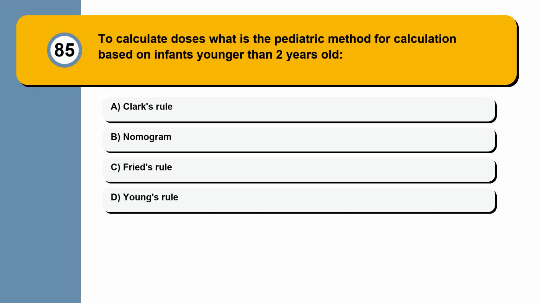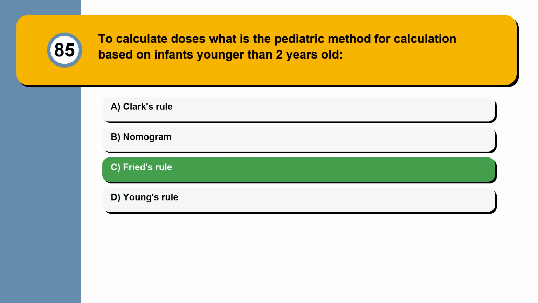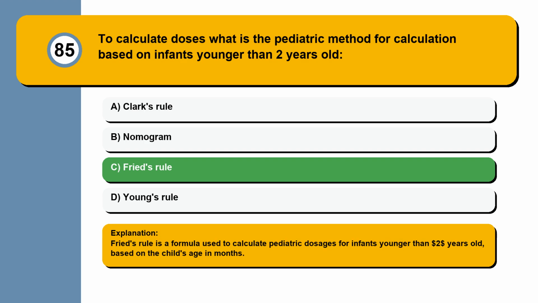Question 85. To calculate doses, what is the pediatric method for calculation based on infants younger than 2 years old? Here are your options. Option A, Clark's rule. Option B, nomogram. Option C, Fried's rule. Option D, Young's rule. The correct answer is option C, Fried's rule. Explanation. Fried's rule is a formula used to calculate pediatric dosages for infants younger than 2 years old, based on the child's age in months.